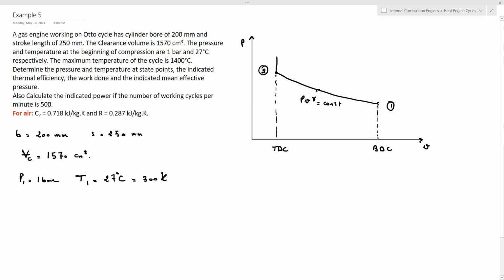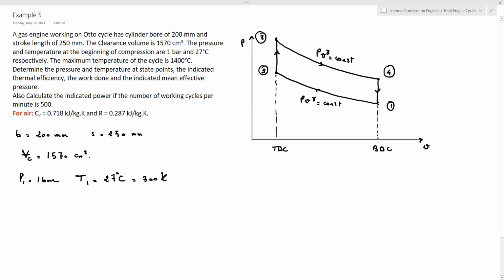Then we have constant volume heat addition, since this is an Otto cycle, to state 3, then followed by isentropic expansion to state 4. So during this process also we have PV to power gamma is equal to a constant. Then we have constant volume heat rejection back to state 1.